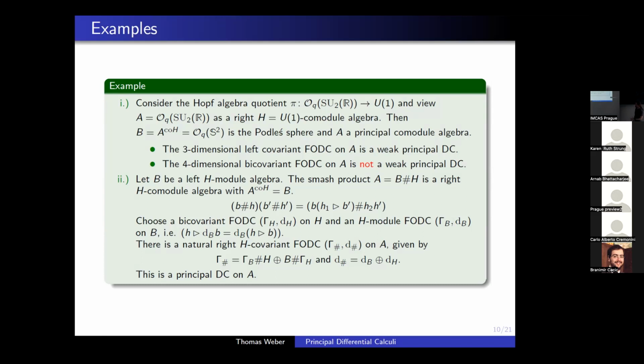You can also take the 4D bi-covariant calculus. This is better in the sense that now you have a right covariant calculus on A and also a bi-covariant calculus on H, but it turns out the sequence doesn't work. It's not an exact sequence, in the sense that the kernel of the vertical map does not fit the horizontal forms. So this is not working.